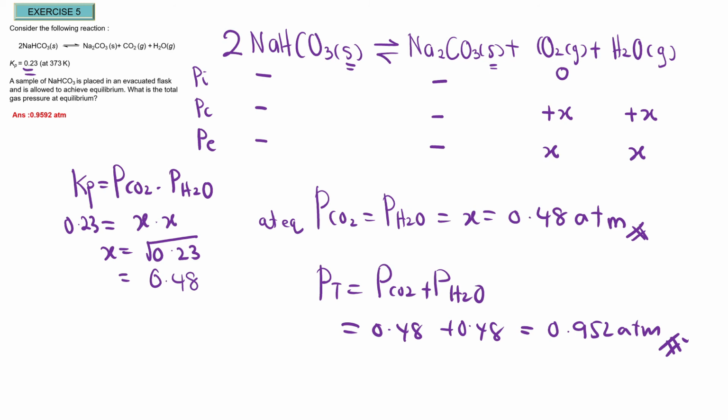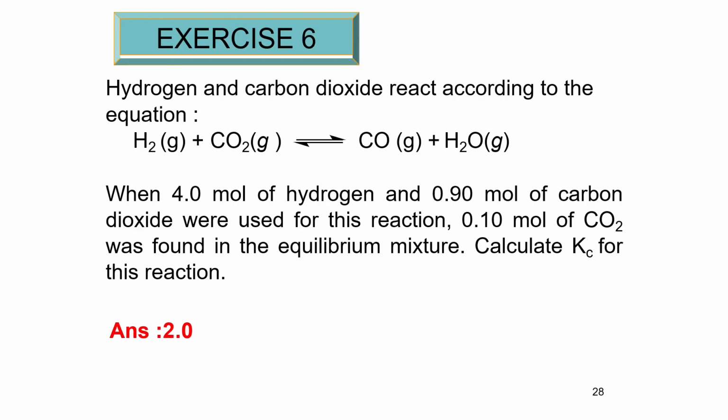Okay, so the last question, question number 6. You are given hydrogen gas plus carbon dioxide gas produce carbon monoxide gas and H2O gas. So we have the gas pressure, mole of each gas reactant. But it does not give anything else. You are not given temperature, no volume. Okay, no volume. So if there is no volume, we assume volume is equal to 1 liter.